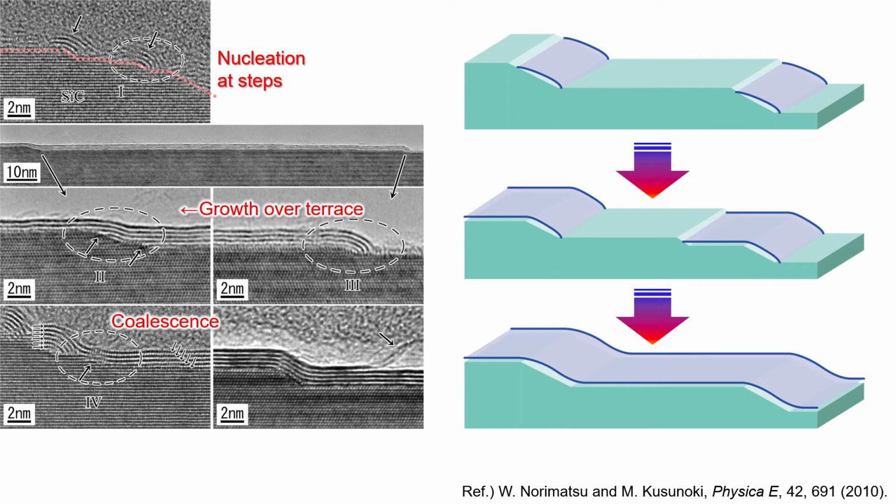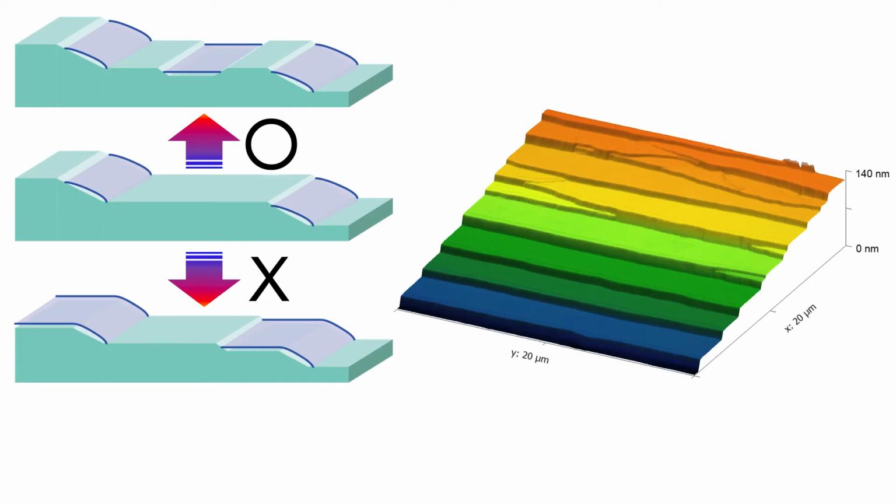However, an anomaly happens under a certain situation. For example, when the terrace is very wide, graphene nucleates on the terrace before growing over the whole terrace. In the right figure, the terrace width is about 3 micrometers, and graphene starts to nucleate at the center of the terrace. In this case, graphene grows to form a very characteristic shape.